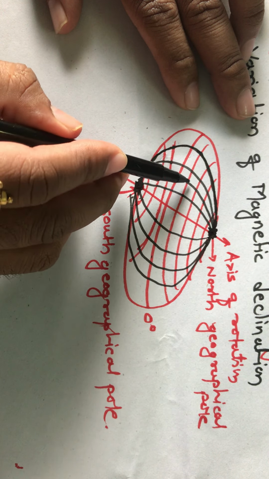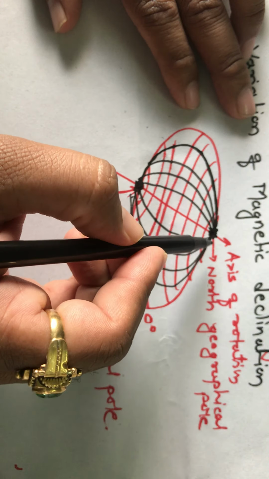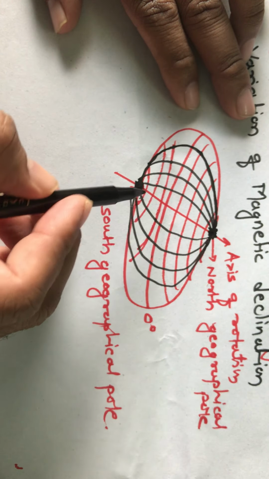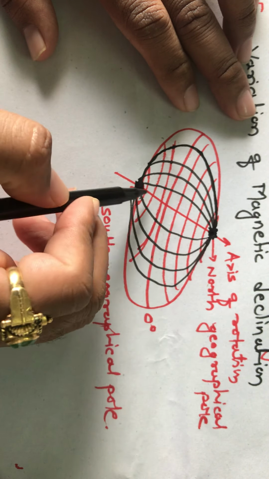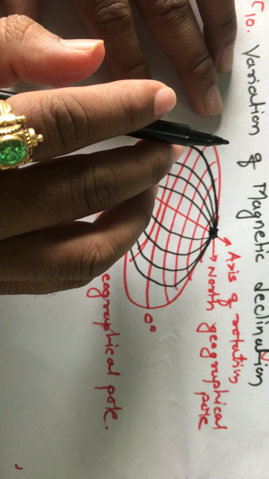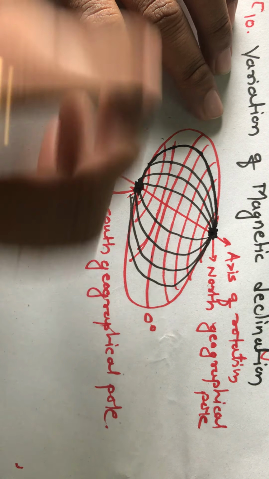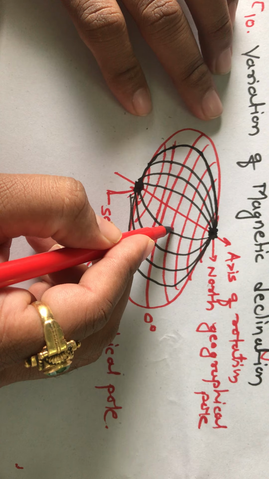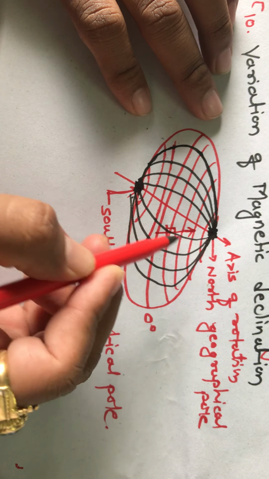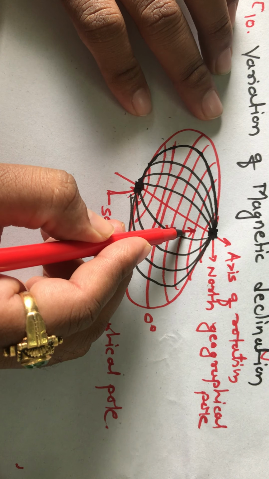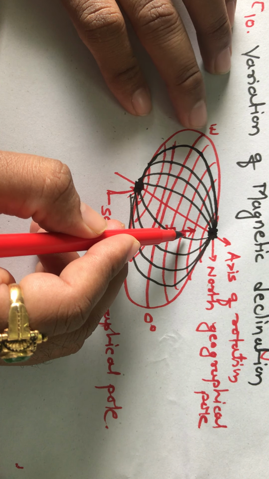Now this true meridian, you can see these are parallel lines, but at the start and end they join, they converge into one point. So that's why we have a declination. If we keep the magnetic needle or compass at this position, it will show this direction. So we have a declination. Suppose this is west, so we have declination towards the west.